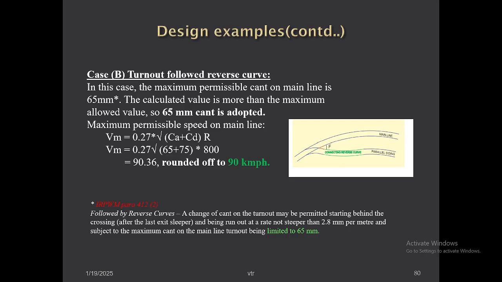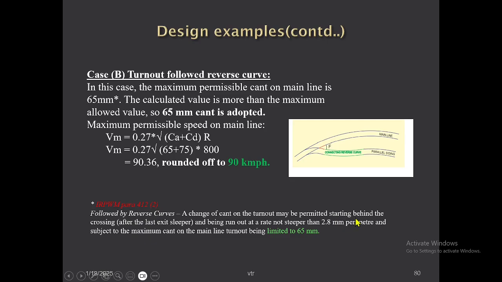We see the same in a transition curve. It should not exceed 2.8 mm per meter. At the same time, we should restrict the superelevation in the main line, so that it is limited to 65 mm. So this thing we have to note down. In case of a reverse curve after the turnout, we are supposed to follow IRPWM para 412. There it is clearly mentioned, followed by reverse curve.